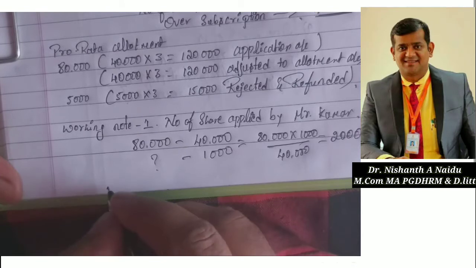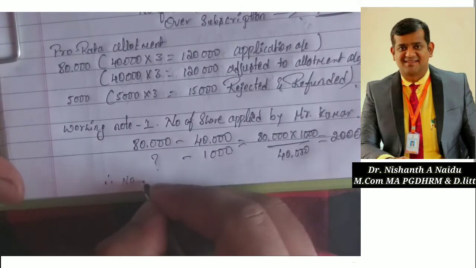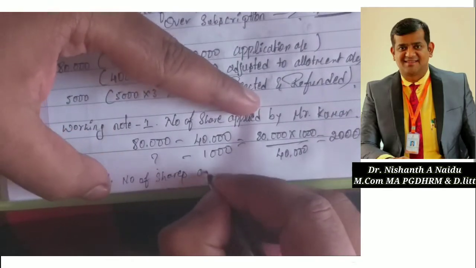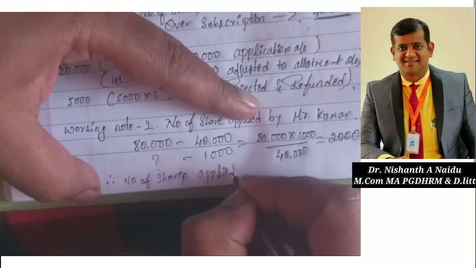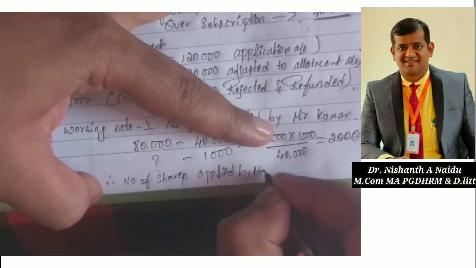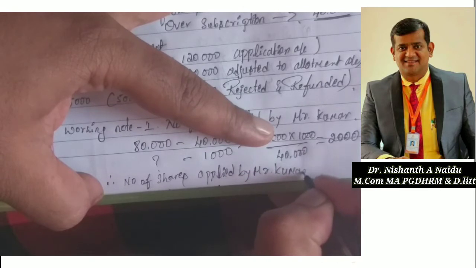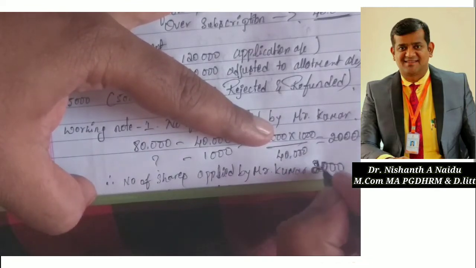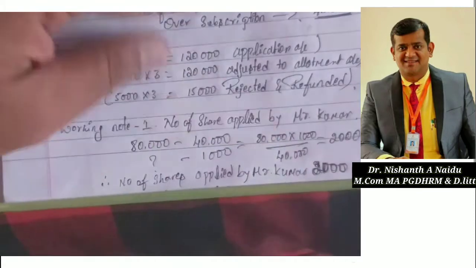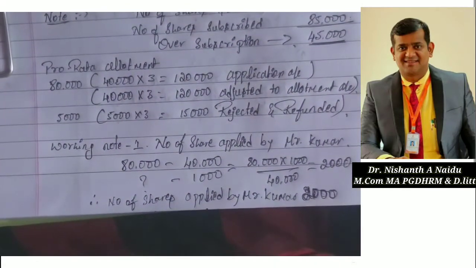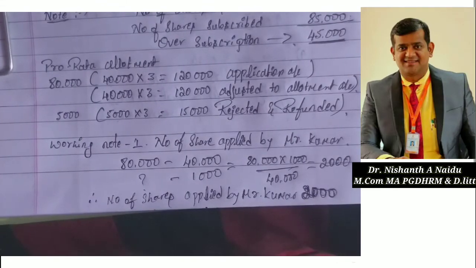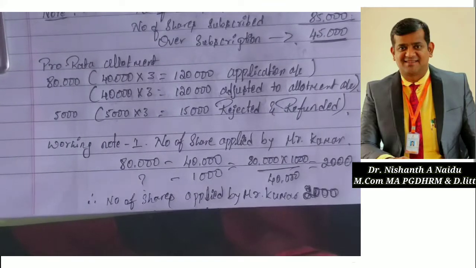Therefore the number of shares applied by Mr. Kumar is how much? 2000 shares. So now we got to know how many shares have been applied by Mr. Kumar. Next we have to calculate the allotment money due by Mr. Kumar. Okay, so let us do that.